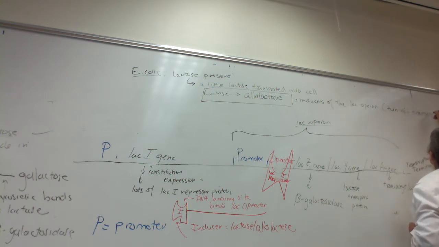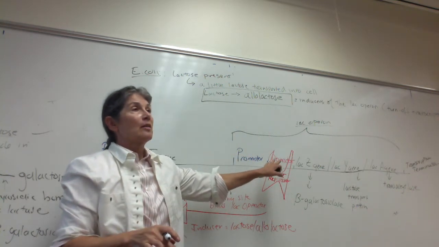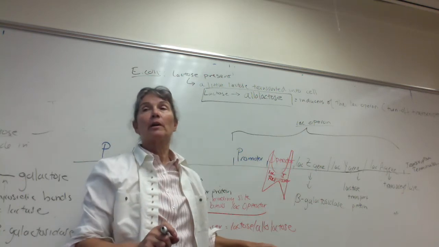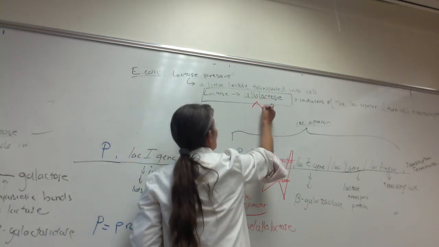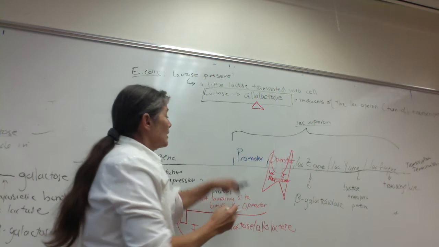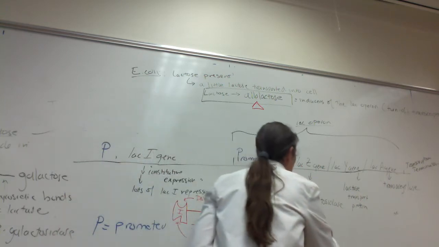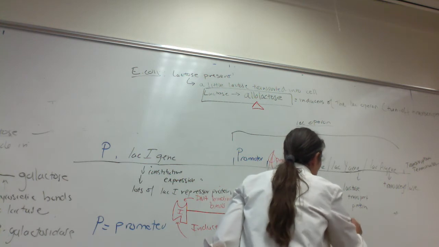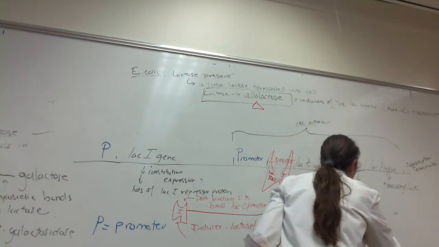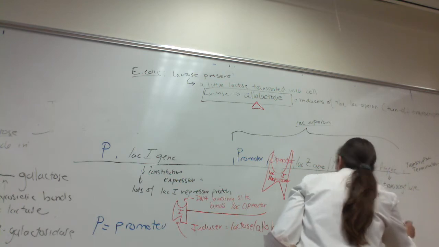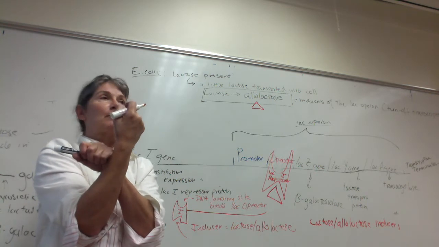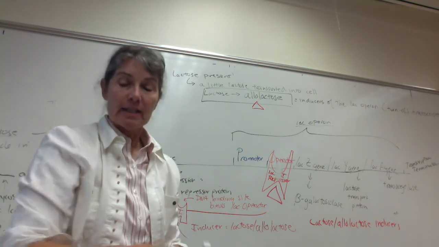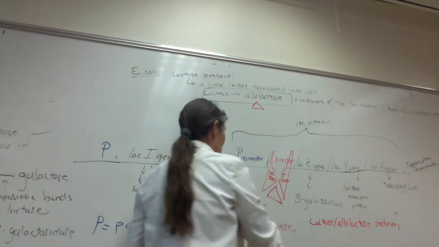Now, how can they turn on transcription if the LacI repressor is blocking RNA polymerase's way? What do you want to do? You want to get that Lac repressor off, right? And the way this happens, we'll use a little triangle here, you guys, for the allolactose, right? It's going to bind to the repressor. And again, these are called the inducers. They bind to the repressor protein and get it to change shape. Kind of like those allosteric enzymes. The repressor changes shape, and what happens? It falls off, right?